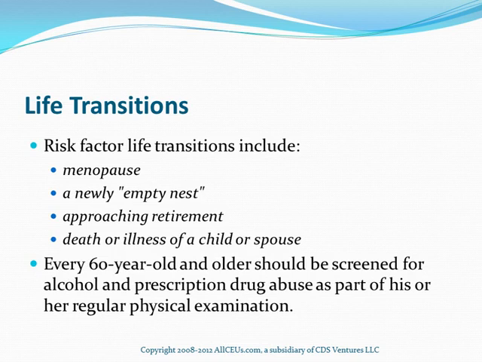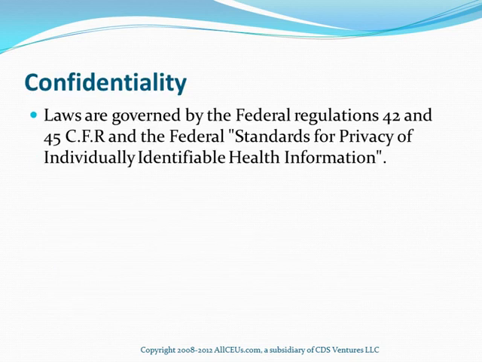According to the best practices, every 60-year-old should be screened for alcohol and prescription drug abuse as part of their regular physical. I don't think that happens very often, but it's good practice to do a quick screening. With regard to confidentiality and substance abuse, you have more tightly controlled laws than just HIPAA. The federal regulations 42 and 45 CFR and the federal standards for privacy of individually identifiable health information govern what you can and can't say.